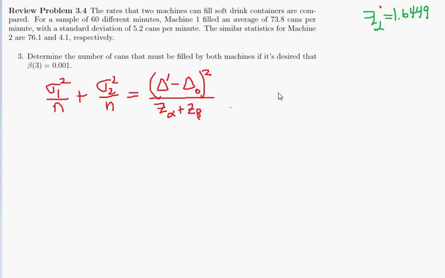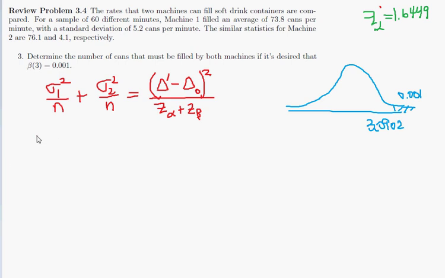Now z sub alpha we've already figured out. The area that has the 95th percentile under the bell curve is 1.6449. To get the value of z sub beta, we do the same thing, except this time I want the area to the right to be equal to not 0.05, but further out, so that the area is 0.001. So this is the 99.9th percentile of the normal distribution, and we find that to be equal to 3.0902.